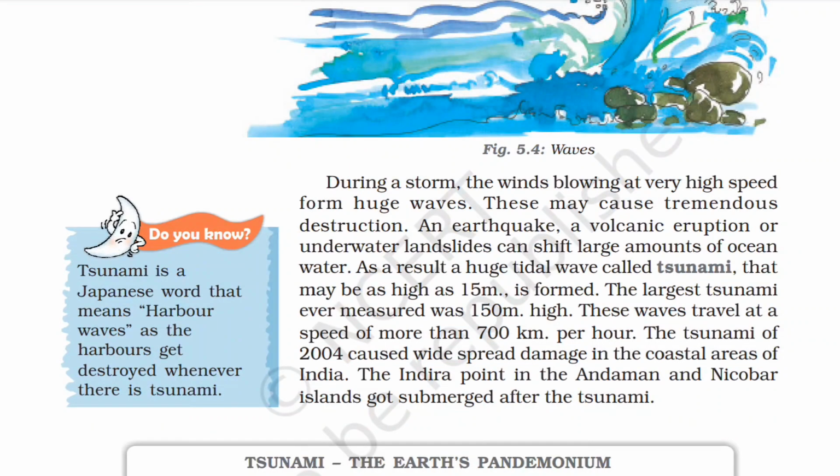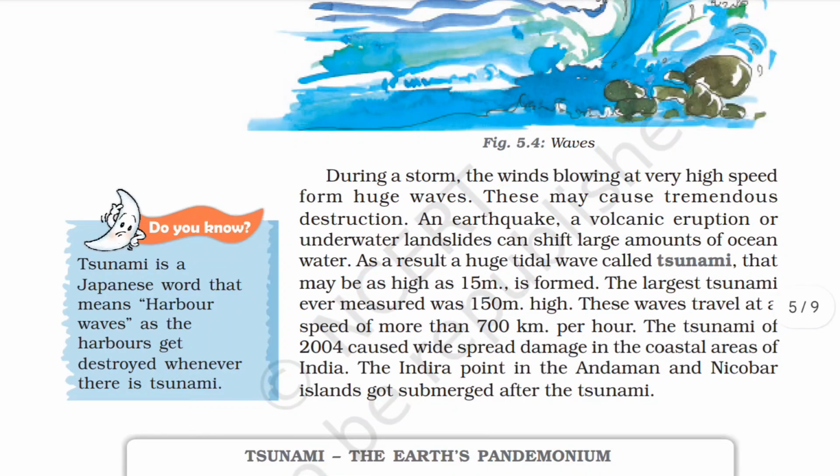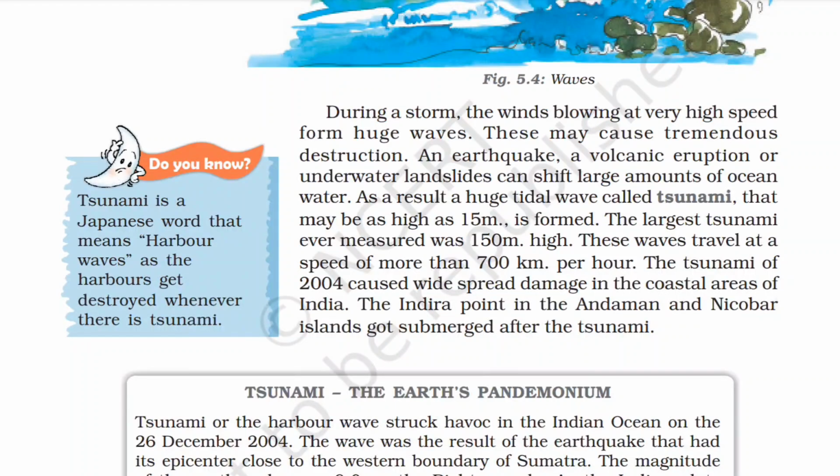This may cause tremendous destruction. An earthquake, a volcanic eruption, or underwater landslides can shift large amounts of ocean water. As a result, a huge tidal wave called a tsunami, which may be as high as 15 meters, is formed. The largest tsunami ever measured was 150 meters high. These waves travel at a speed of more than 700 kilometers per hour.